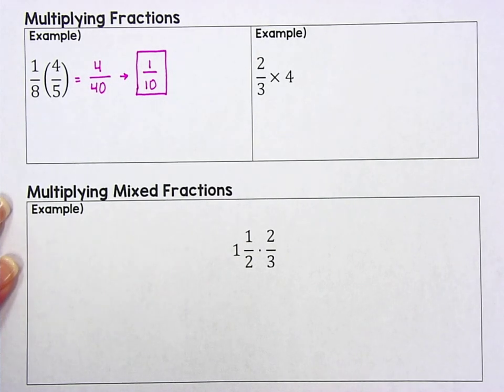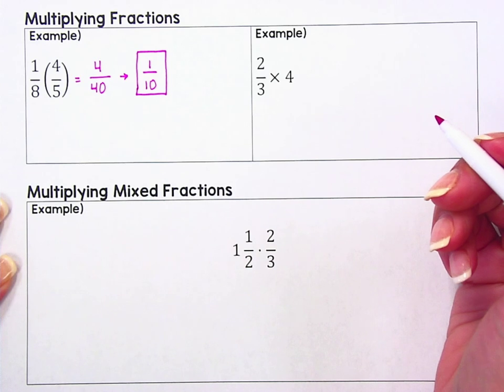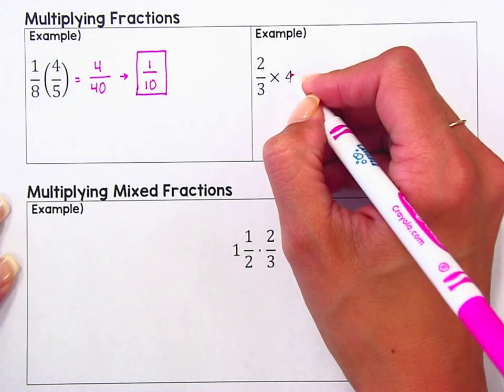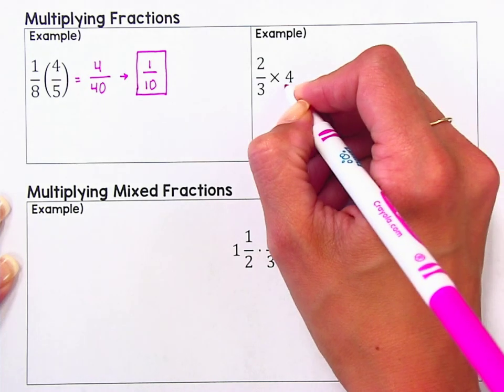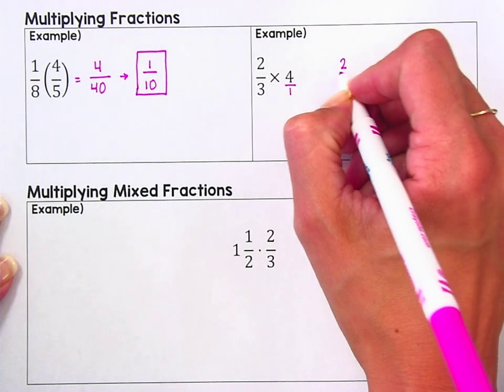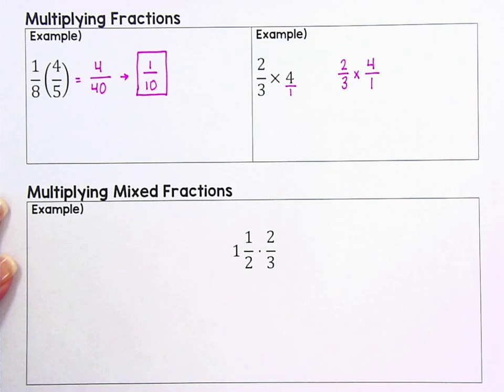When we look at our second example, we're multiplying a fraction by a whole number. When we multiply a fraction by a whole number, we need to change this whole number to a fraction. Any whole number, we can add a denominator of 1, and 4 over 1, or 4 divided by 1, is the same thing as 4. So in this case, we're looking at 2/3 times 4 over 1.